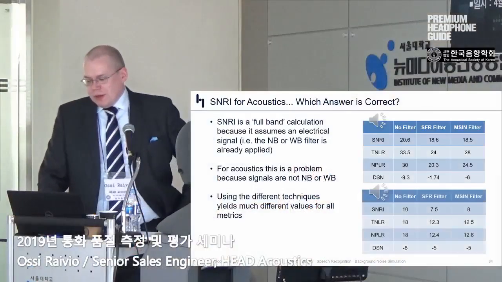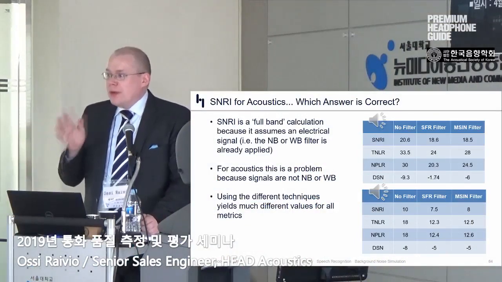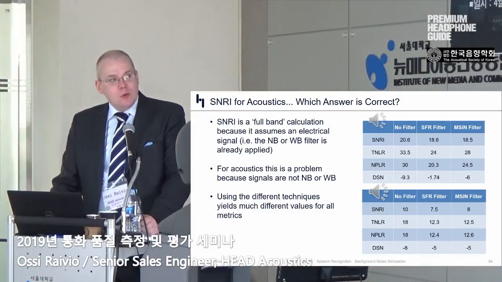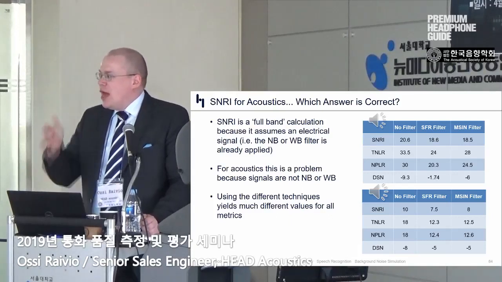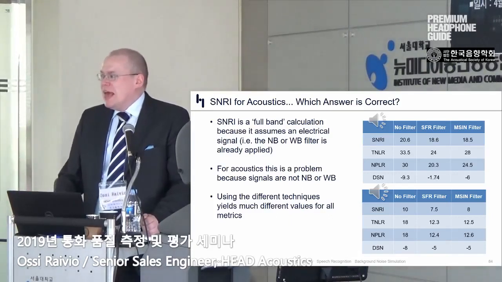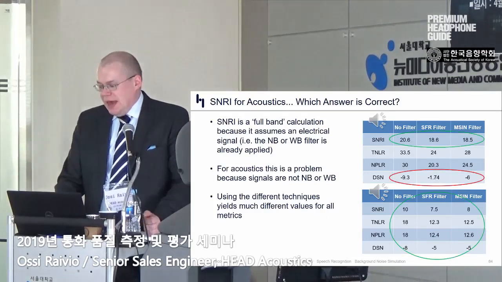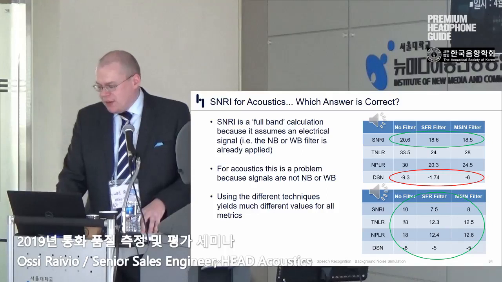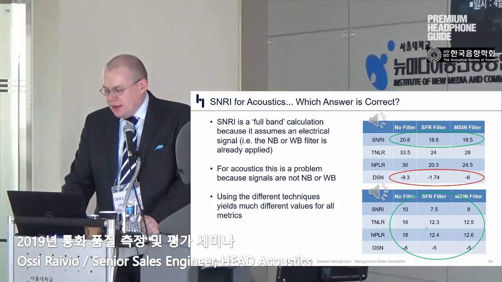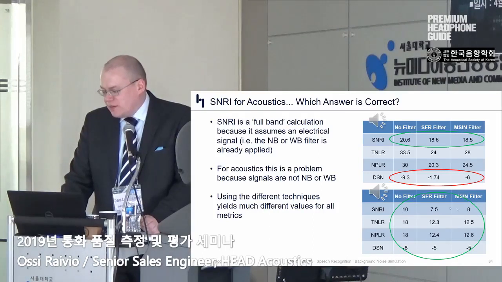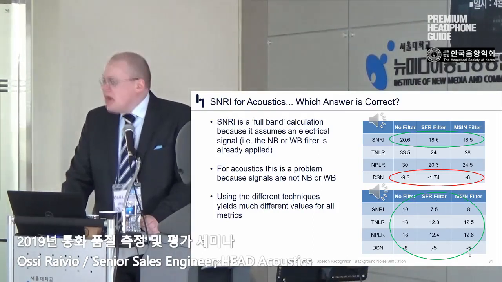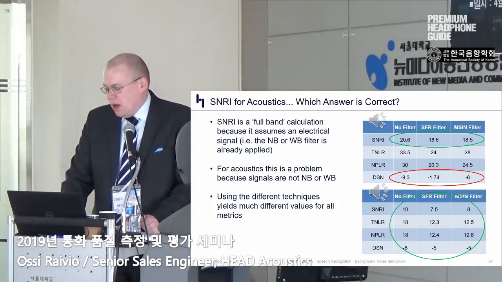So when I mentioned that when you are doing benchmarking, this picture just reminds you that the measurement method you use doesn't necessarily matter for what results you get, but it might have a big effect. For instance, these are results from a single telephone, and you can see that for the second telephone it doesn't matter. This is noise reduction on/off, this is the individual filter, and this is the MSIN filter. You can see that the results, SNRI, TNLR, NPLR, and DSN, are very much the same. There is not a big deviation there at all.